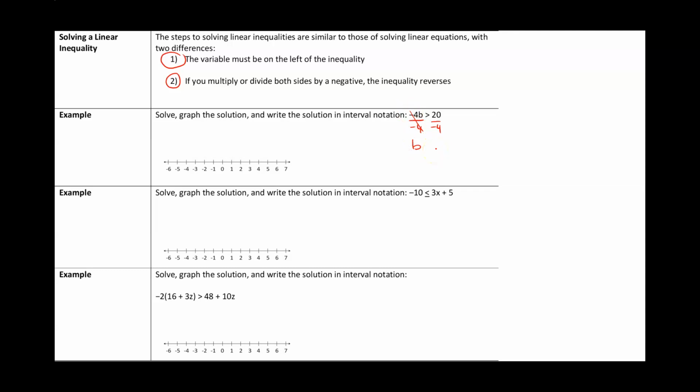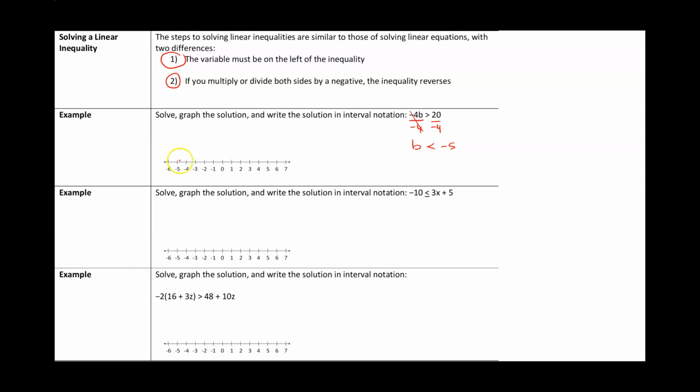cross that out. Now when you divide both sides by a negative, the inequality reverses, so this is going to become less than. It's going to go from a greater than to a less than because I divided by a negative, and that'll be negative 5. So we want the set of all numbers that are less than negative 5.